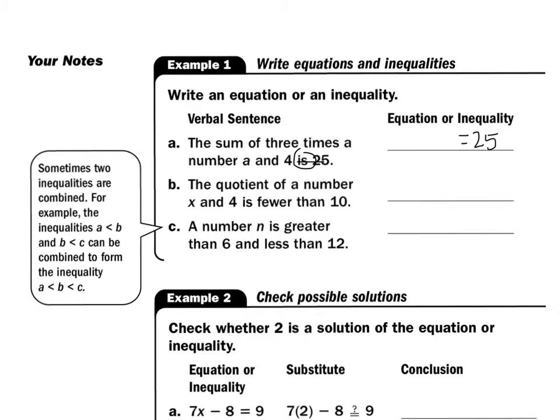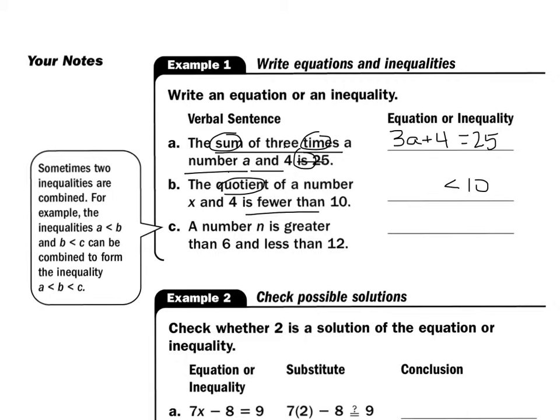But I see that I'm left with the sum of 3 times the number A and 4. So I have two things going on here. I'm going to be adding and I'm going to be multiplying. Well, I'm multiplying the 3 and the A. So that's 3A plus 4. In B, I see I have the "is fewer than." Well, "is fewer than" signals a less than symbol for us, so it's less than 10.